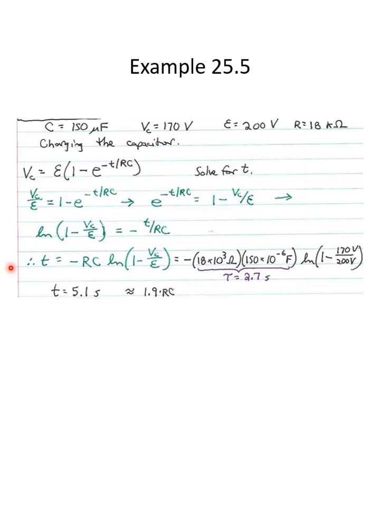We plug in those values. I've started by just doing, again in the purple ink, just the time constant, RC, 2.7 seconds. That gives you, again, a ballpark estimate of what kind of timing we can expect. So it's in the range of seconds. But then, for this particular example, times the natural log of 1 minus 170 volts over 200 volts, and we get 5.1 seconds, which, by the way, based on that natural log, is 1.9 times the time constant.